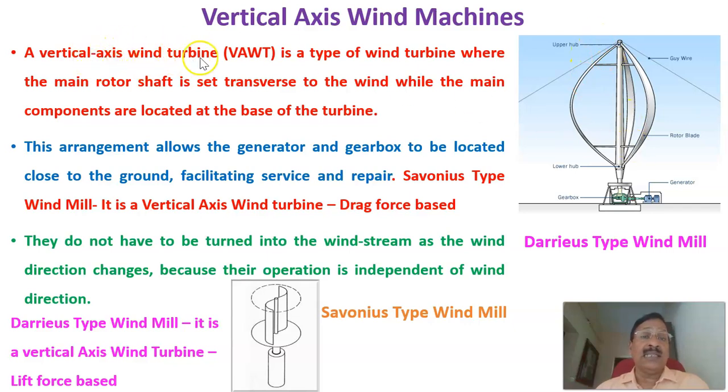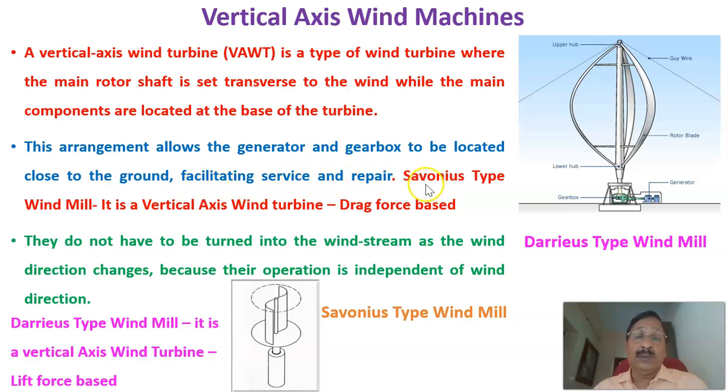A vertical axis wind turbine is a type of wind turbine where the main rotor shaft is set transverse to the wind, while the main components are located at the base of the turbine. This arrangement allows the generator and gearbox to be located close to the ground. This is the ground, and this generator and gearing mechanism is very close to the ground, which is cost effective, facilitating service and repair.